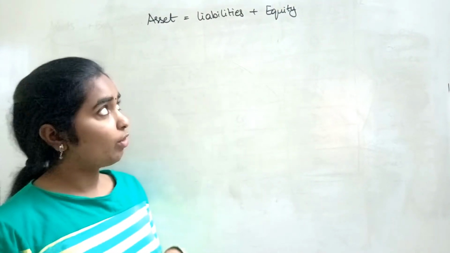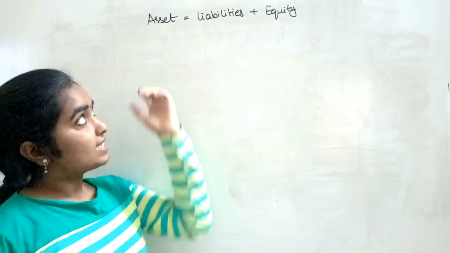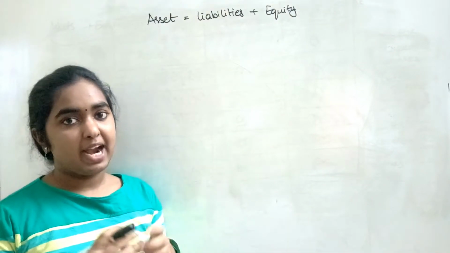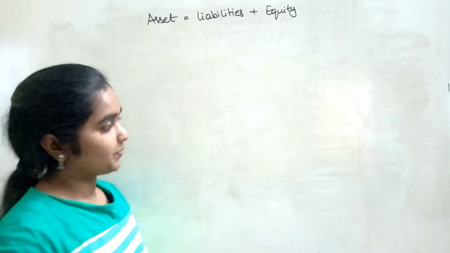Okay, so as I have already discussed in the previous lecture, this is the accounting equation, which says assets are always equal to liabilities plus equity. We'll try to expand this equation and learn what are the rules of the accounts based on this equation.